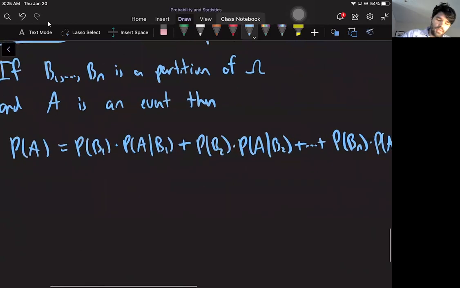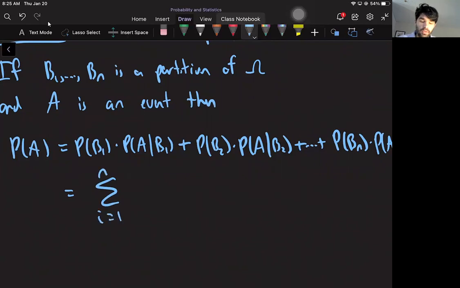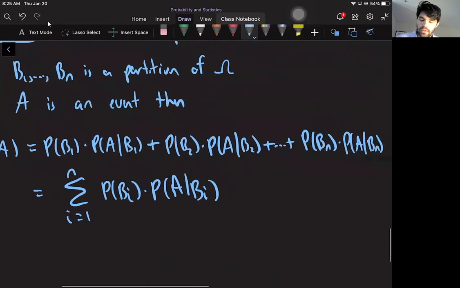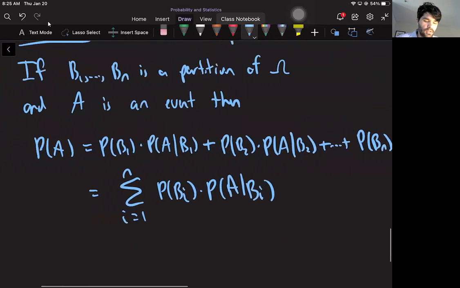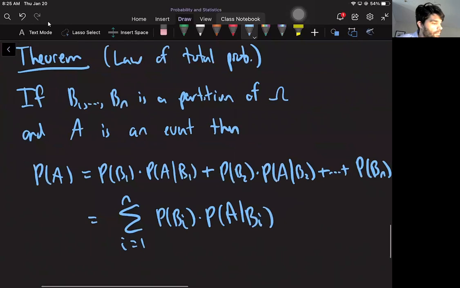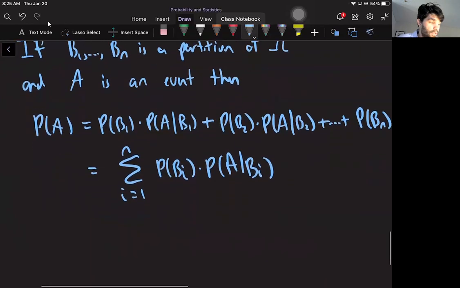Or using fancy summation notation to make everything a bit nicer, you add up all of the things from 1 to n where the indices are i, so you just do this. So this is saying the same thing. You just change the i into each number from 1 to n, and you add them all up, and then you get the same thing as I wrote above. So this is called the law of total probability. Okay, so we can use this.